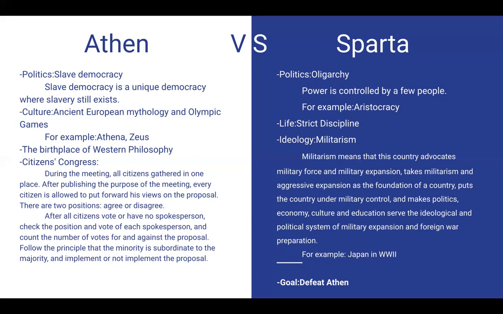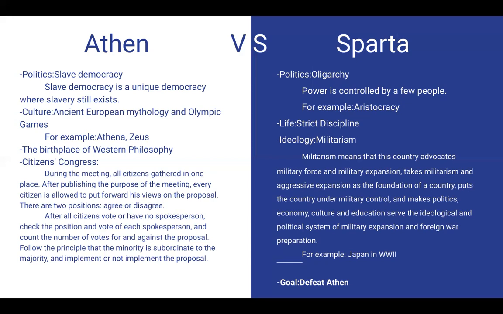And then we're going to look at Athens. Its politics is slave democracy. It is a unique democracy where slavery still exists, but people can directly participate in the politics, and its culture is very splendid because it has ancient European mythology and the Olympic games. For example, Athena and Zeus are all from the mythology. It is also the birthplace of Western philosophy.